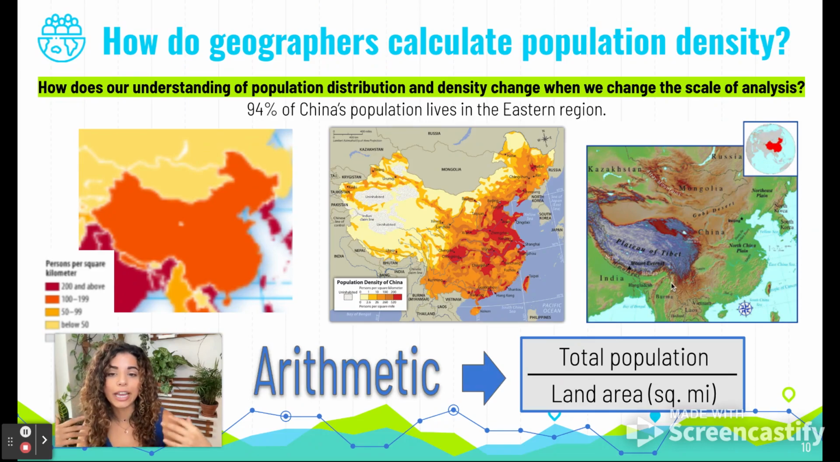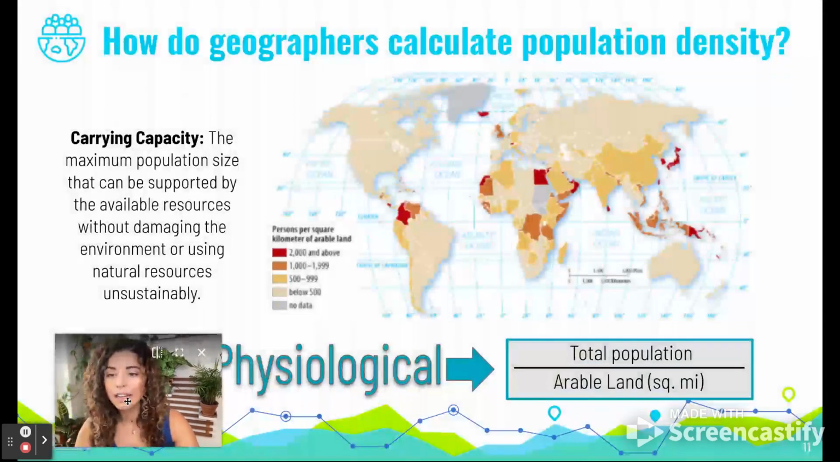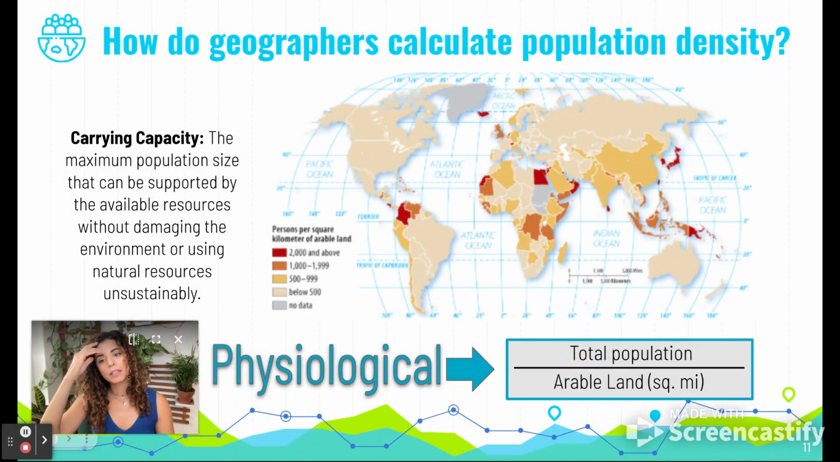However, when we do look at an arithmetic measure of density, this is at a national scale, right? So it just assumes an even distribution, even though in reality that definitely is not the case. Next, we have physiological. Physiological density is total population divided by arable land. As I said earlier, not all areas are conducive to agriculture and farming, so this takes into account the amount of land that actually is.